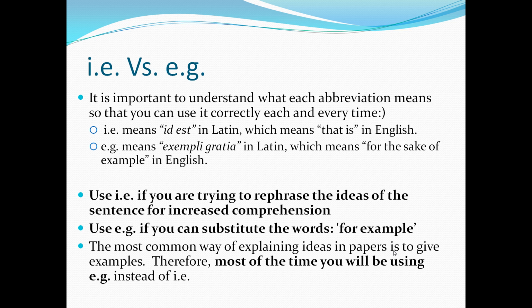So when you are writing, ask yourself, okay, am I writing a for example phrase? If I am, I want to put EG. And if I'm trying to explain something by giving an analogy or a further explanation, I probably want to use IE. Okay, so the most common way of explaining ideas in papers is to give examples. So most of the time you will use EG instead of IE. And a lot of people get this confused. And I don't know if it was taught wrong or people just don't see EG that often. They see IE more often.